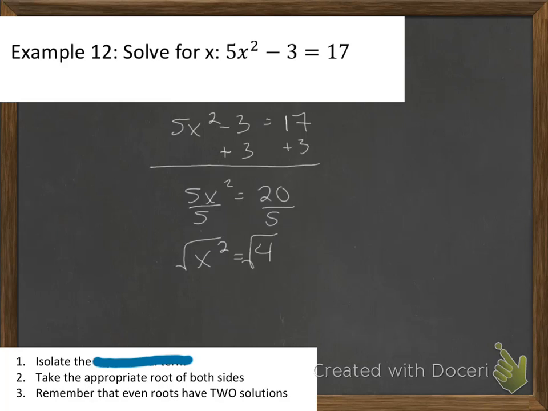Take the square root, take the square root. Oop, I forgot to do the thing. Right, we have an even exponent, so that means we expect to have two solutions. So we have x is equal to plus or minus 2. Or if you want to write it like this, x is equal to 2 or negative 2.